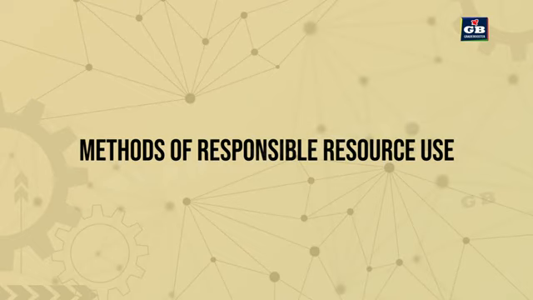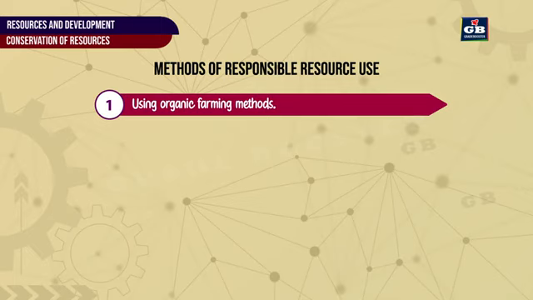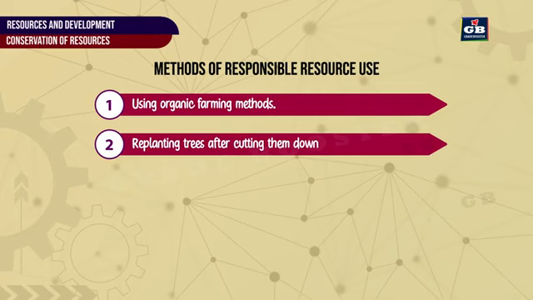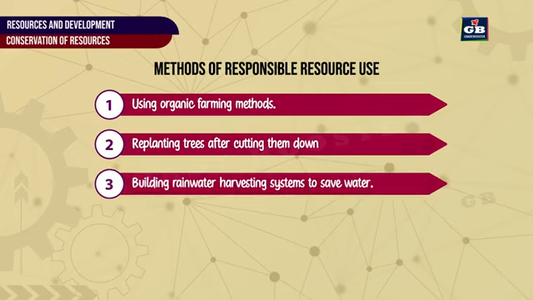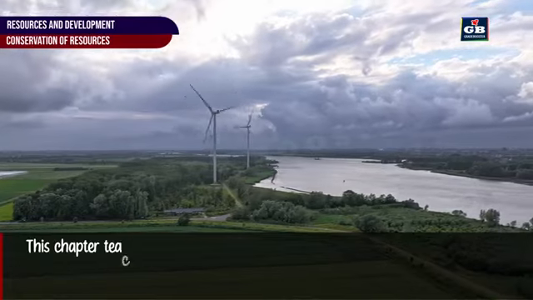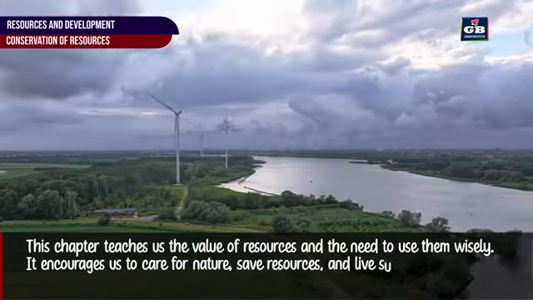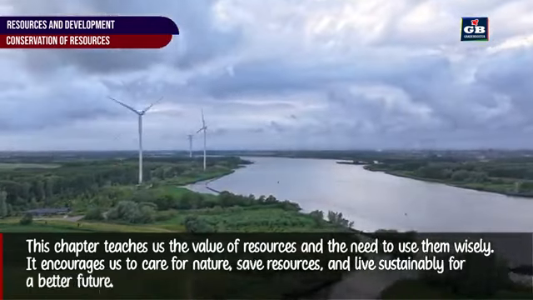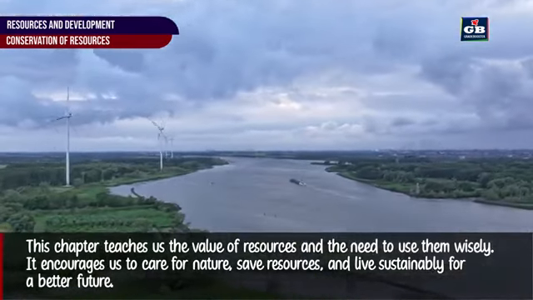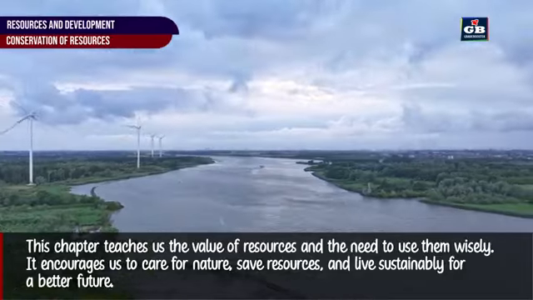Now let us see the methods of responsible resource use. 1. Using organic farming methods. 2. Replanting trees after cutting them down. 3. Building rainwater harvesting systems to save water. And 4. Using renewable energy like solar or wind power. So this chapter teaches us the value of resources and the need to use them wisely. It encourages us to care for nature, save resources, and live sustainably for a better future.